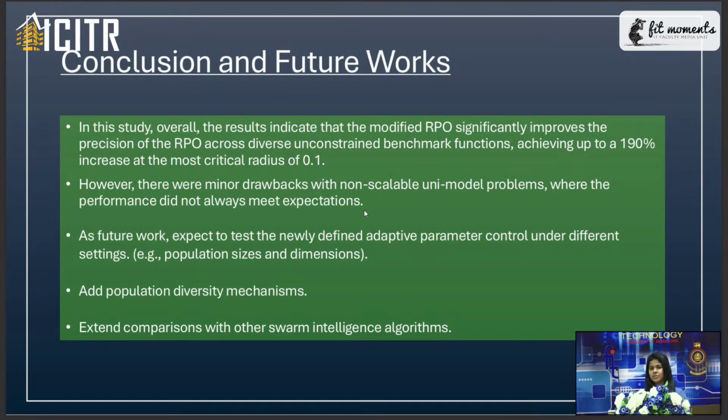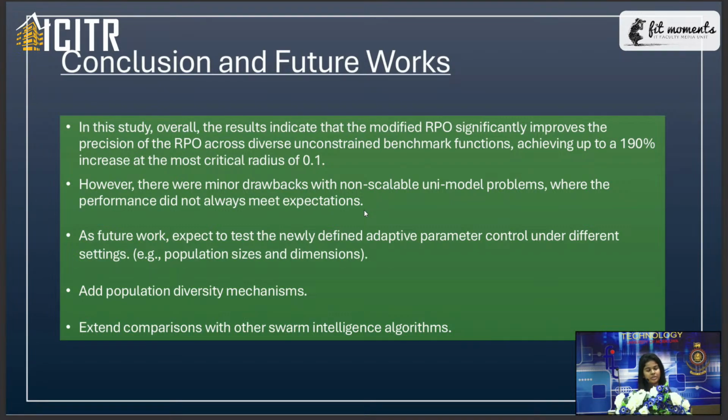So as the conclusion and the future works, we can say that in this study, overall, this algorithm significantly improves the precision for the unconstrained benchmark functions, achieving up to 190% precision increase for the most critical radius of 0.1. And we noticed that there were minor drawbacks because of some fixed parameters.